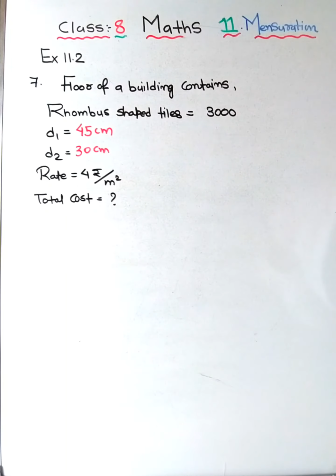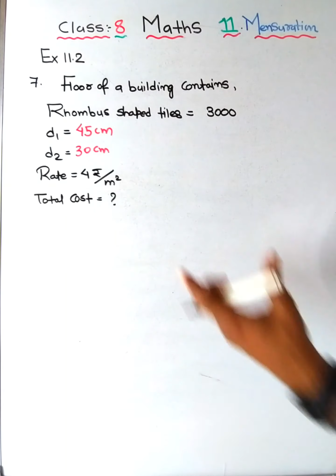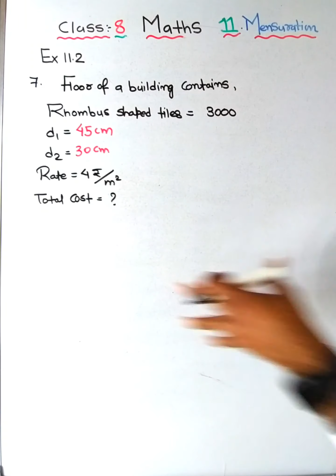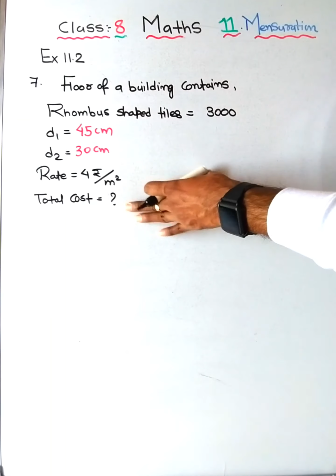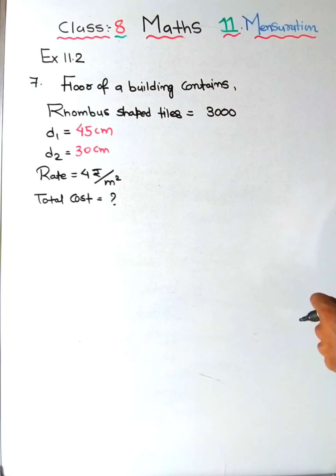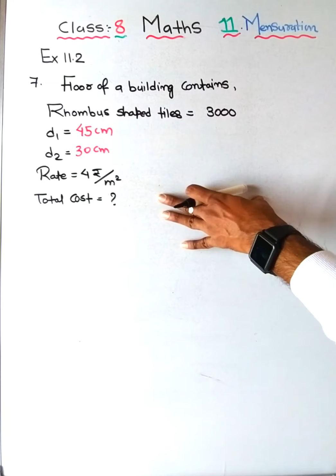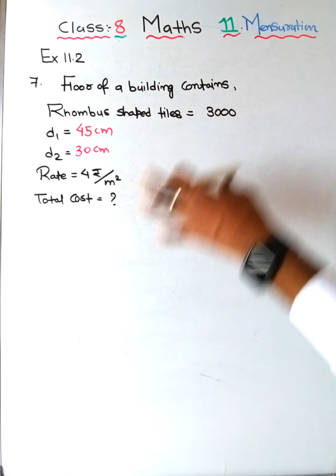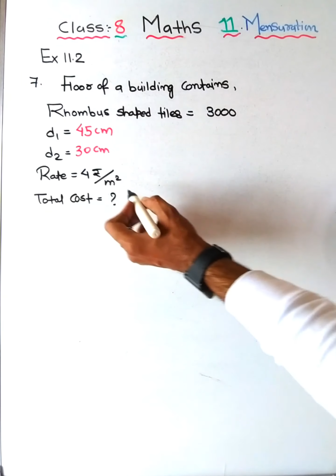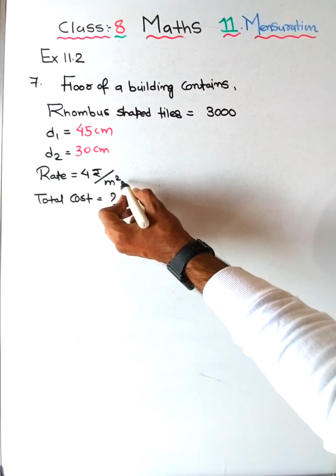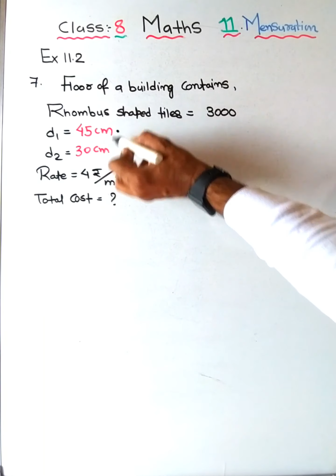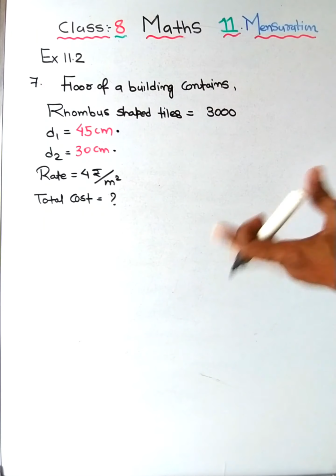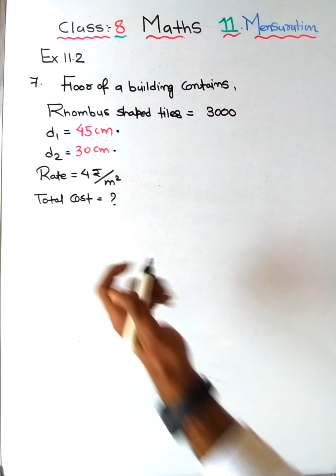Now we want to find out the area of this floor, and then we will multiply it with the rate to get the total cost of putting those tiles. So the main question is total cost, but it won't be possible without finding area. Let us find the area of one tile, then multiply it with 3000 to get all the area. Note that here the rate is given in meter square, but the unit is centimeter. So whenever we find area, we'll divide it by 10,000 to get area in meter square. So now let us start our work.